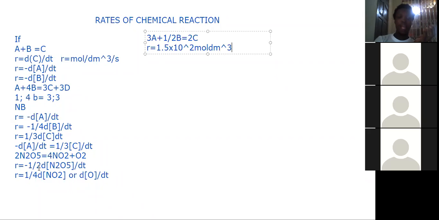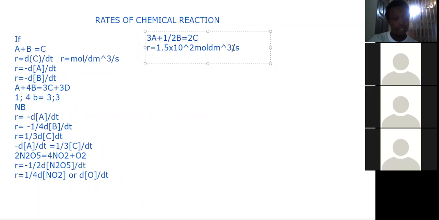You get it? So when you're giving 2, it will be 1 all over 2. When you're finding for the rate, it will be 1 all over 2. Then you find the rate. So when you're giving half, this will be 1 all over half. So put it at the back of your mind. That is how it's supposed to be. So R is equal to 1.5 by 10 raised to the power 2 mole per dm cube, mole per dm cube per second.